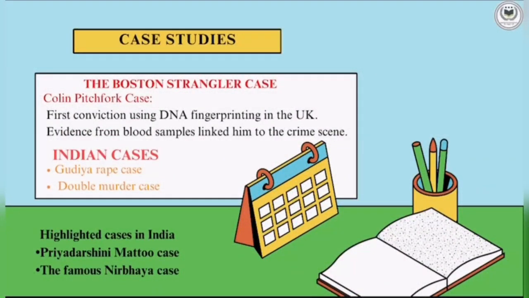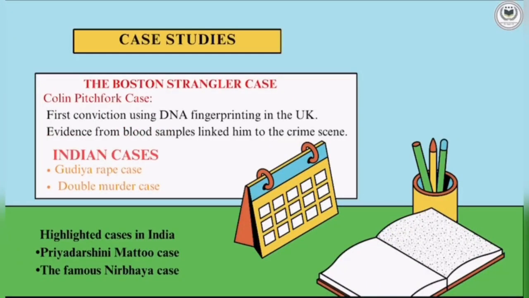The key criminal case studies are categorized into international and Indian contexts, emphasizing significant legal milestones and landmark judgments. Internationally, it highlights the Boston Strangler case and specifically mentions the Colin Pitchfork case, which marked the first conviction using DNA fingerprinting in the UK. Evidence derived from blood samples conclusively linked Colin Pitchfork to the crime scene, setting a precedent for forensic science in criminal investigations.